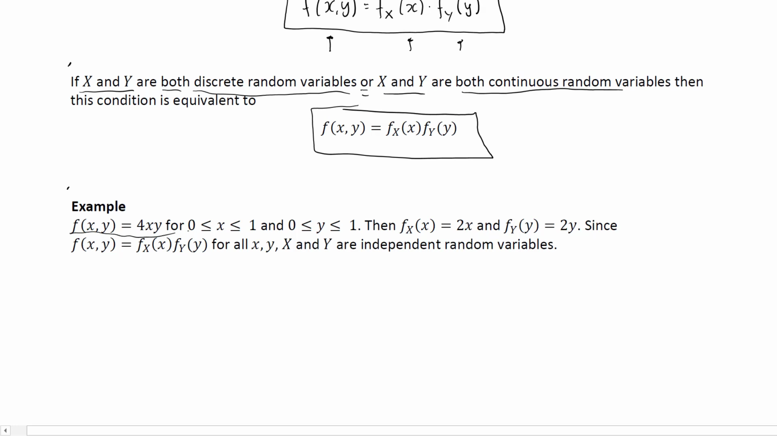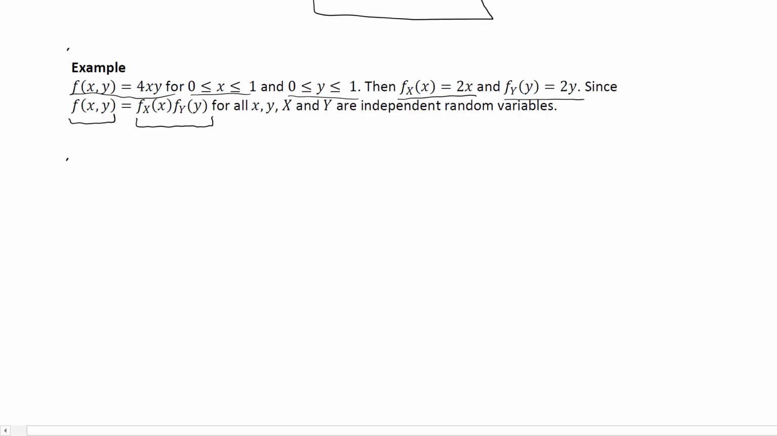Here is a simple example for continuous random variables. So my joint PDF is 4xy. The range of x is 0 to 1. The range of y is 0 to 1. We can quite easily find the marginal PDFs. I get the marginal PDF of x by integrating away y, and I get the marginal PDF of y by integrating away x. Here we can clearly see that the joint is precisely equal to the product of the marginals. 2x times 2y is equal to 4xy for all x and y. So in this case, X and Y will be independent random variables.